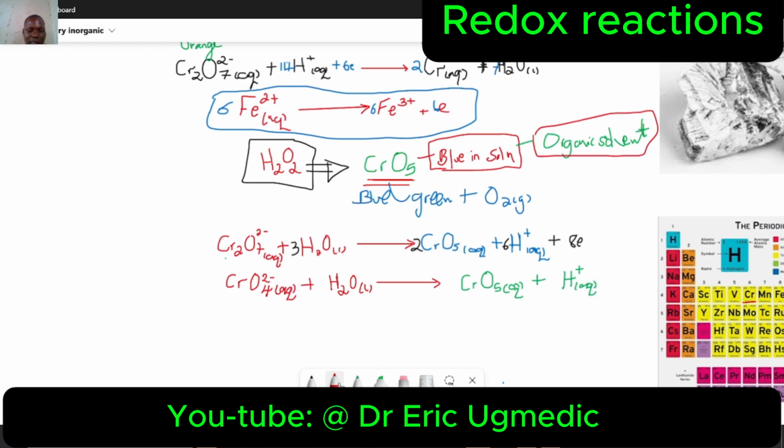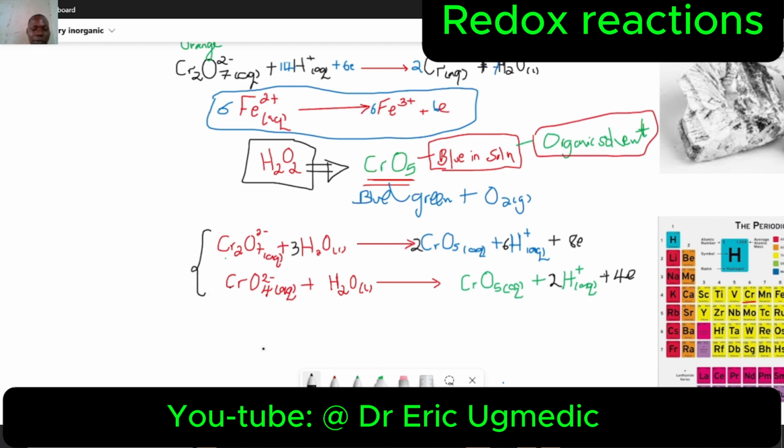So we can balance this quickly. Chromium is balanced. Let's balance the oxygen. This side we have 4 plus 1, that's 5, and this side 5. What of the hydrogen atoms? Hydrogen 2, hydrogen 1, so we multiply this side by 2. And then eventually look at our charge. This side we have a negative 2, this side we have a positive 2, meaning we have to reduce this right hand side by 4 to make it negative 2. So we add 4 electrons. So that's the half reaction for the chromium.